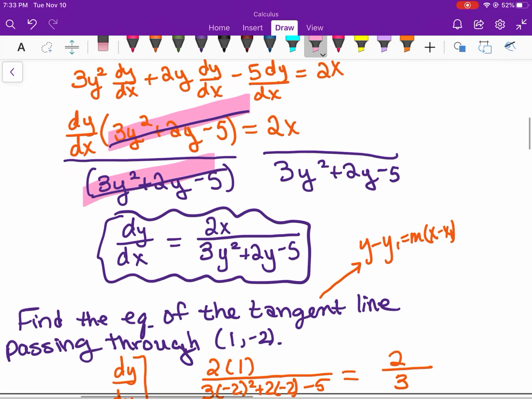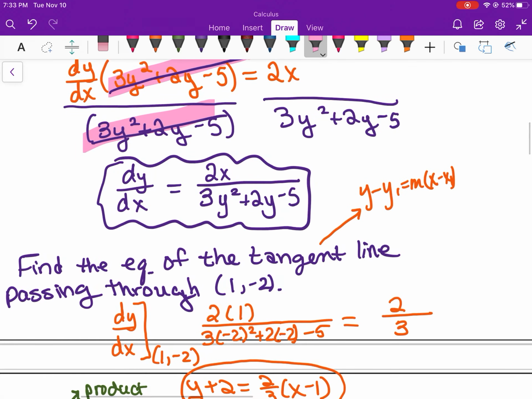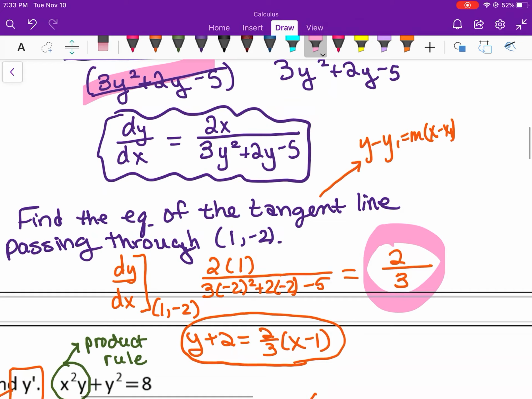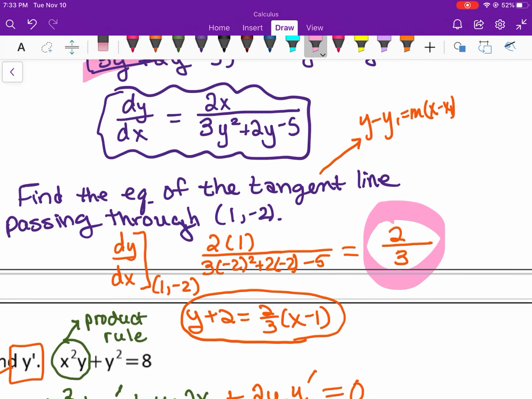And then I showed the class if I had a problem where it said to find the equation of the tangent line, I would plug in my ordered pair directly into my derivative to get the slope. So I'm plugging in 1 for x and negative 2 for y, and getting 2/3 for my slope. That's right here. And then I'm writing the equation of the line.